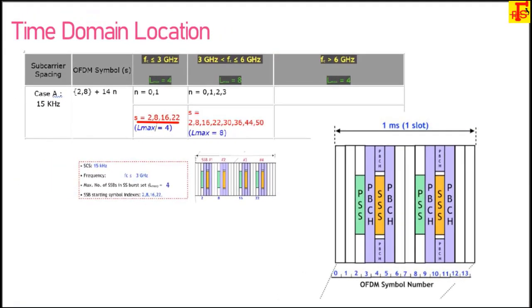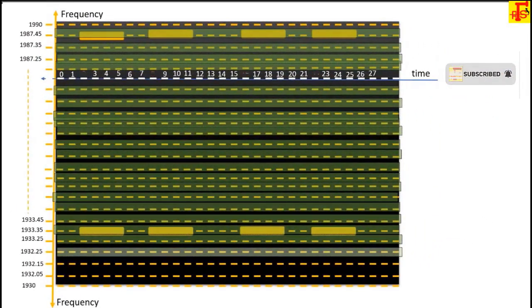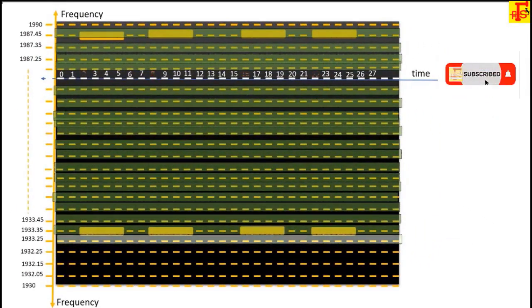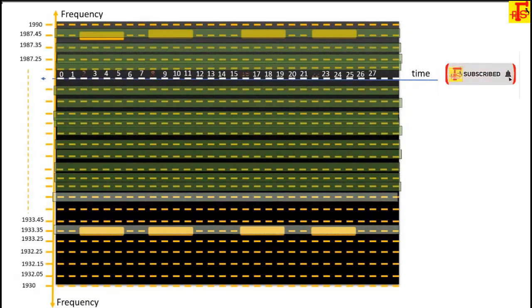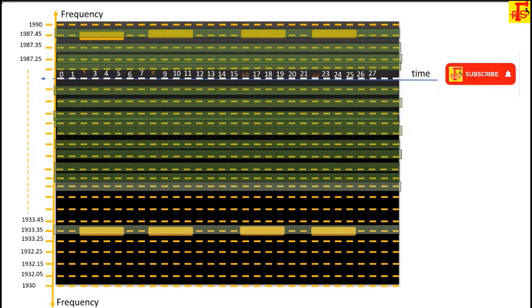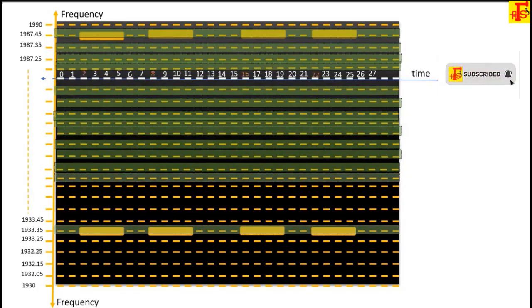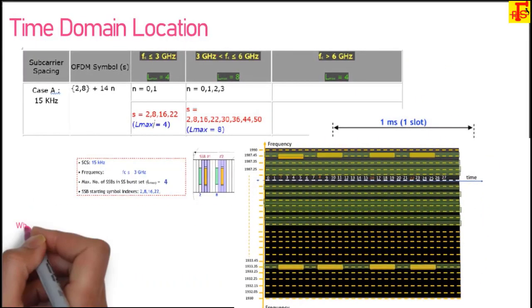Now finally you got the AFCN 386670, where SSB is located at the SSRF position and time domain location. So this is a way to scan the frequency, scan the SSB.